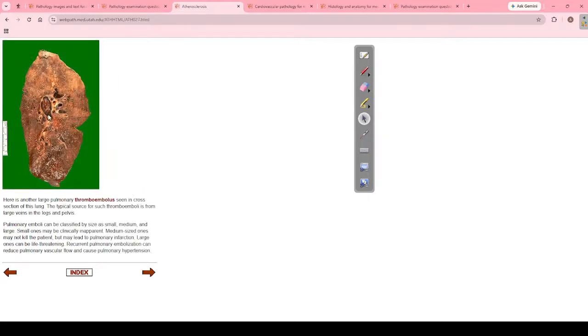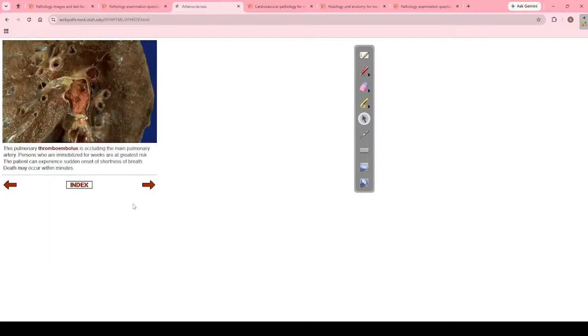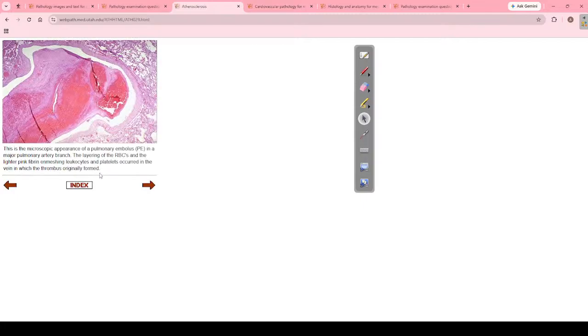Here's another thrombus in the pulmonary section of the lung, and it may be small, medium, or large. Small ones may be inapparent, medium ones may not kill the patient, but large ones are life-threatening. Recurrent embolism can lead to reduced pulmonary vascular flow, leading to pulmonary hypertension. PAH, pulmonary artery hypertension, is seen. Then we have thromboembolism including the main pulmonary branch also. Breathlessness and death within minutes can be seen. Then we have it in the major trunk.